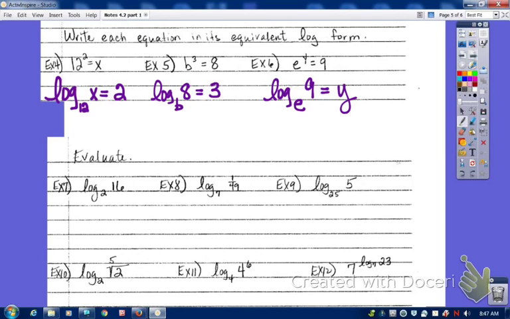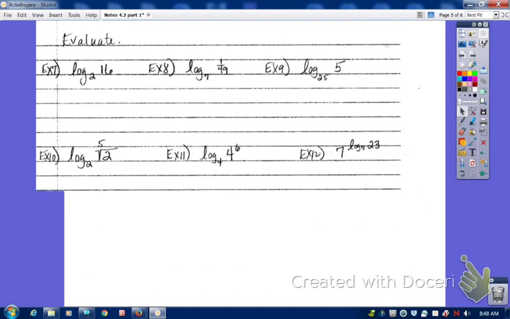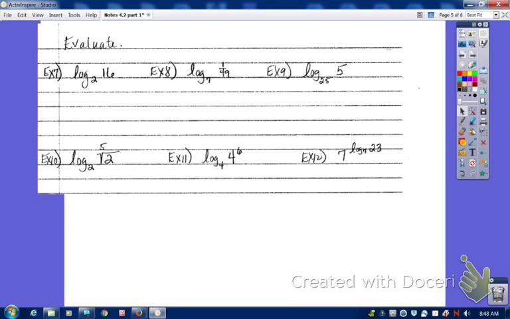Next set of directions are going to tell you to evaluate. Evaluate means work out until you get one answer. So we're looking for x. I don't have an x here, but if it helps you, you can write equals x on each one of these. So we're looking for what log base 2 of 16 is equal to. If we're looking for something, we put a variable there. So log base 2 of 16 is equal to x.